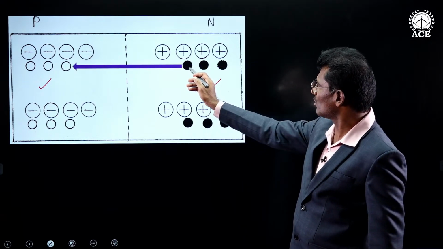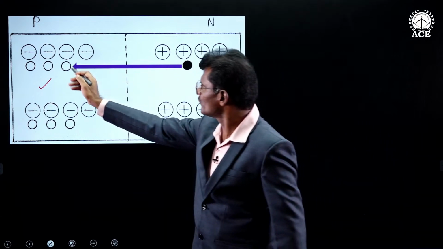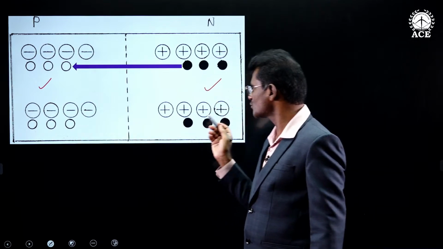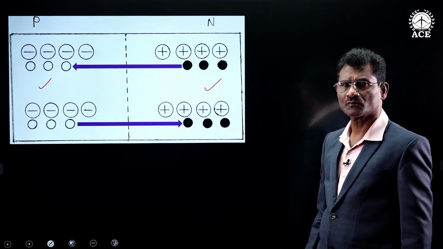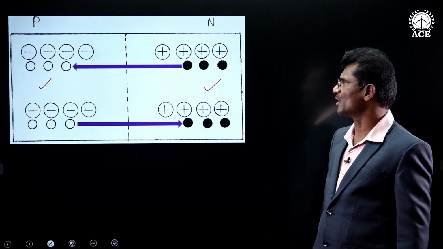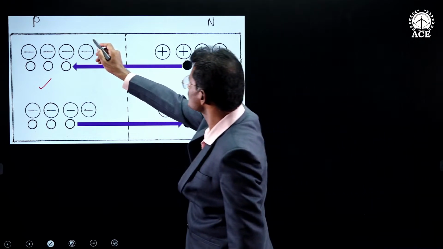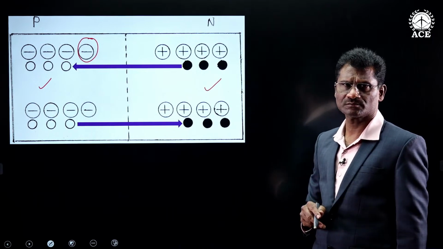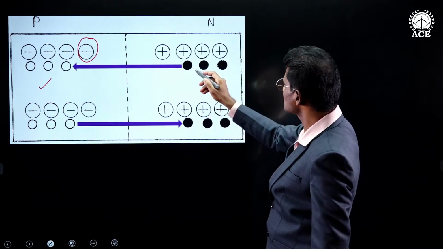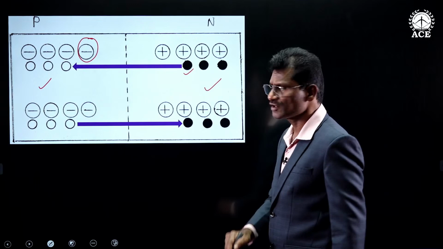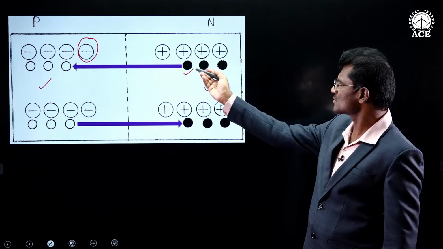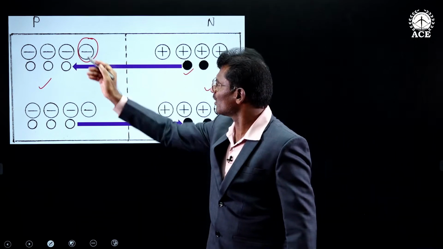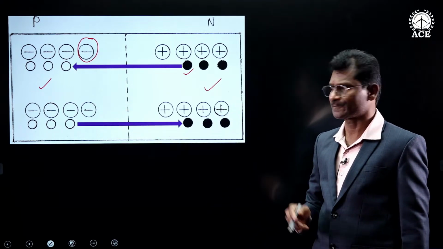So this electron of n side diffuses to p, and this hole diffuses to n. Here one thing is to be observed. This is a negatively charged acceptor ion. It repels this electron's diffusion. Why? Because this electron is also negatively charged and this ion is also negatively charged.